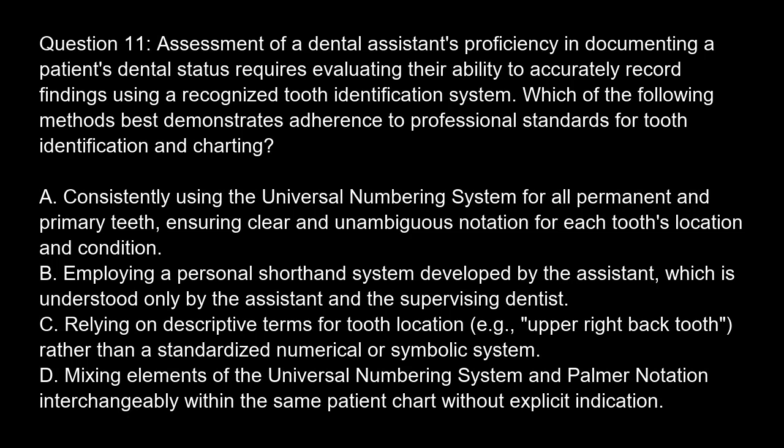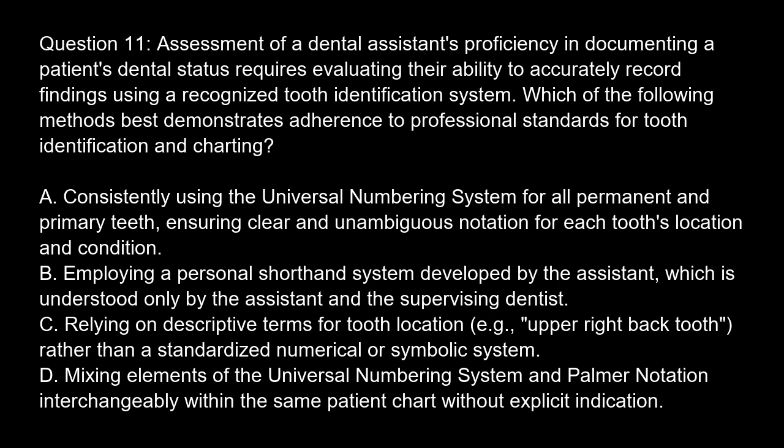Question 11. Assessment of a dental assistant's proficiency in documenting a patient's dental status requires evaluating their ability to accurately record findings using a recognized tooth identification system. Which of the following methods best demonstrates adherence to professional standards for tooth identification and charting? Option A. Consistently using the universal numbering system for all permanent and primary teeth, ensuring clear and unambiguous notation for each tooth's location and condition.